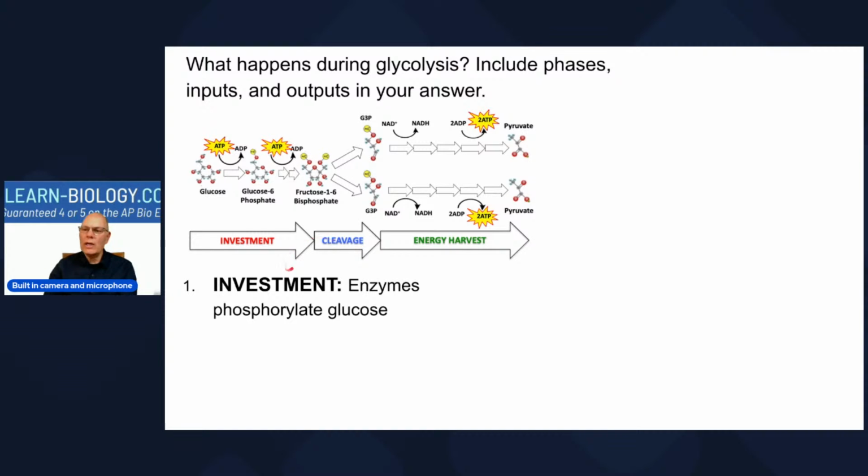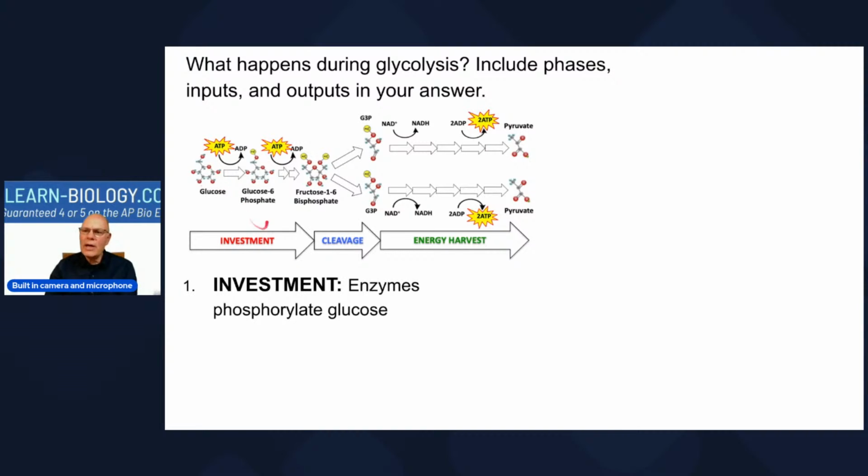And so during the investment phase, what happens is a variety of enzymes, and the enzymes are represented by these arrows here. Not every enzymatic reaction here is shown. There are, I believe, 10 reactions. I don't know if I have 10 arrows here. I might. But for AP Bio, you don't need to know the details at that level. All you need to know is that enzymes are controlling a series of reactions. And you need to know the three big phases: investment, cleavage, and energy harvest.